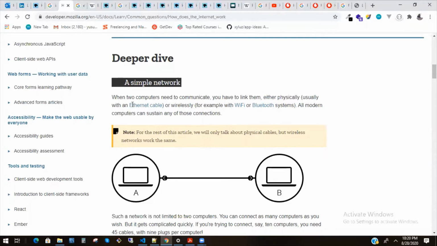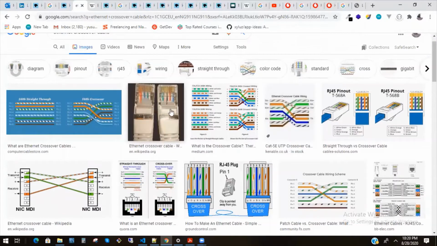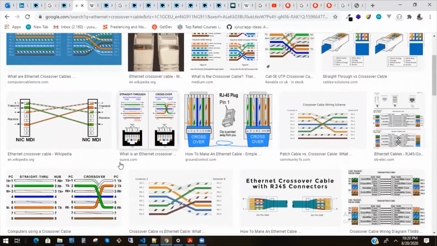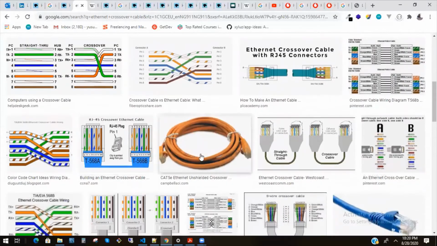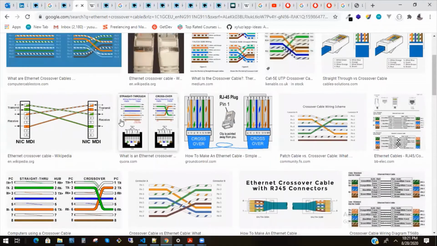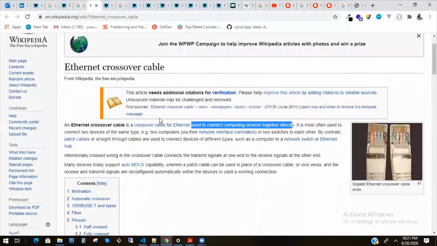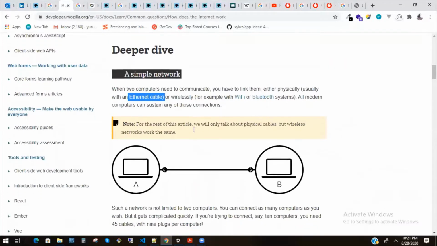You can see an illustration, an Ethernet cable. So what is an Ethernet cable? This is an example of an Ethernet cable. This is the cable that is usually connected between two computers. Something like this. It allows information, data to be sent from one computer to another. That's what we call an Ethernet cable, used to connect computing devices. So that's how we connect two computers.